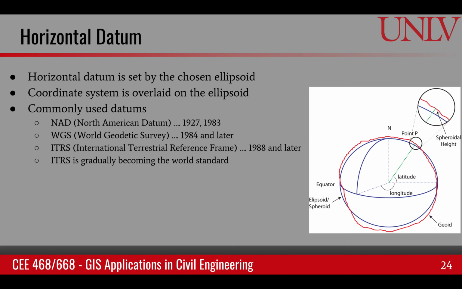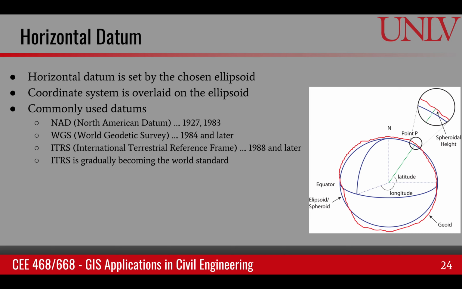So the geodetic datum has 2 pieces. One is the horizontal datum, and the horizontal datum is set by choosing the ellipsoid. This is the ellipsoid on which we overlay our coordinates, and those coordinates, longitude and latitude, are used to locate all the other points on the surface of the Earth.